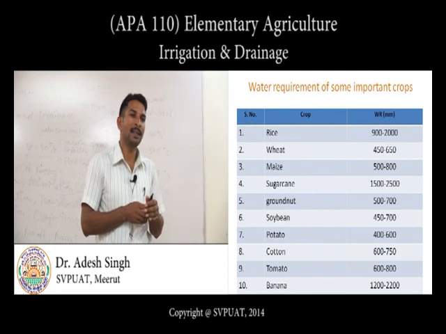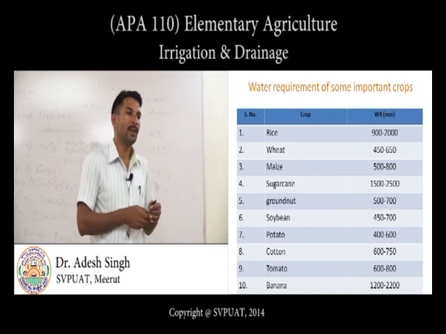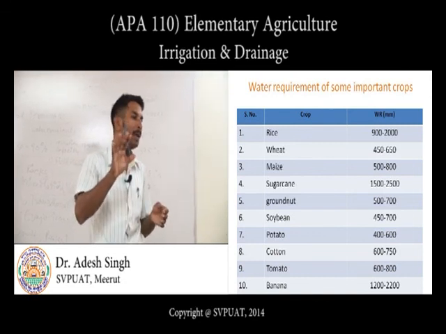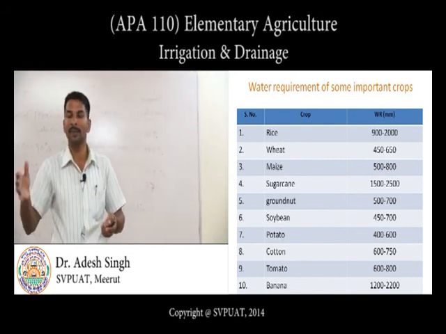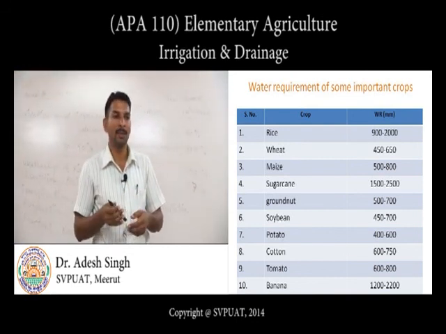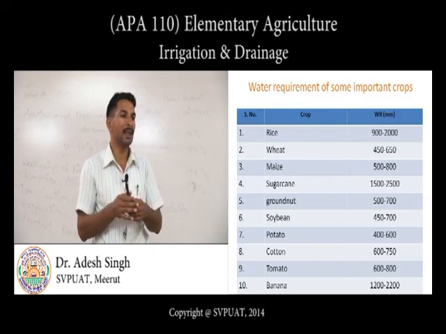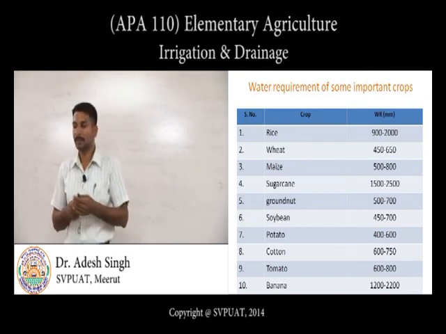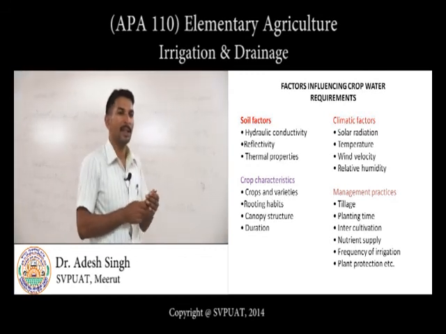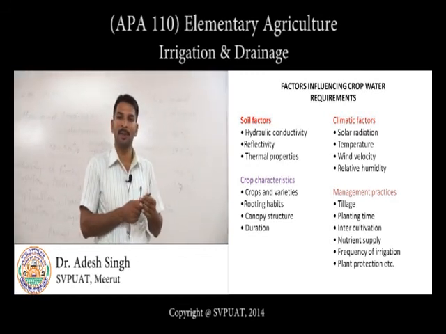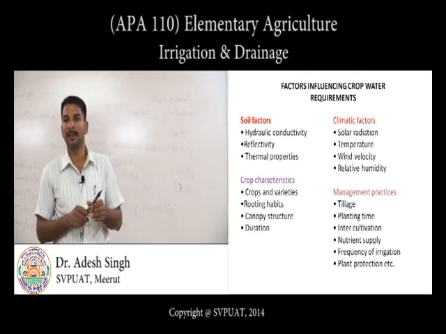1 centimeter is equal to 10 millimeter. So if water requirement is quantified in millimeter, it can also be in centimeter. For example, in the case of wheat, if 400 millimeter is there, it means 40 centimeter. Then factors affecting water requirement. For the factors which can affect the water requirement of a particular crop, there are 4 broad categories.